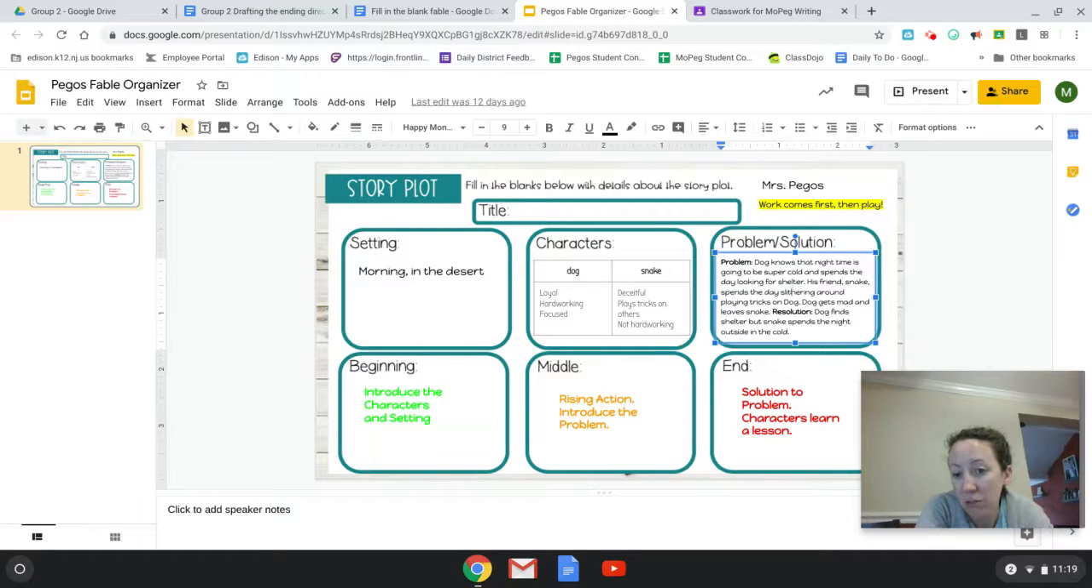My problem and solution is that my problem was that dog knows that the nighttime is going to be super cold and spends the day looking for shelter. His friend Snake spends the day slithering around playing tricks on dog. Dog gets mad and leaves Snake.